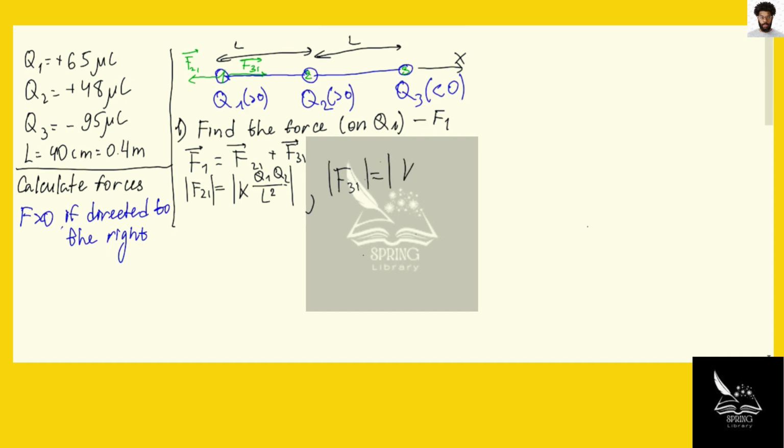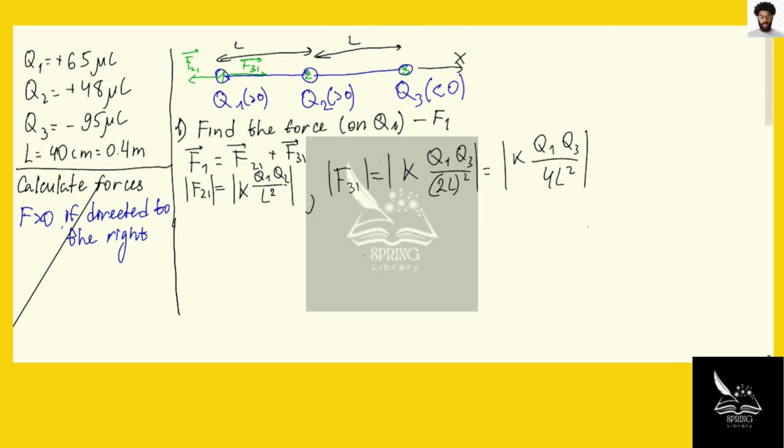Meanwhile, the absolute value of F31 equals the absolute value of K Q1 multiplied by Q3 divided by 2L all squared, which is the absolute value of K Q1 Q3 divided by 4L squared. So the distance between Q1 and Q3 is 2L. That's why the force is a fraction divided by 4L squared. So now we're gonna calculate the force.